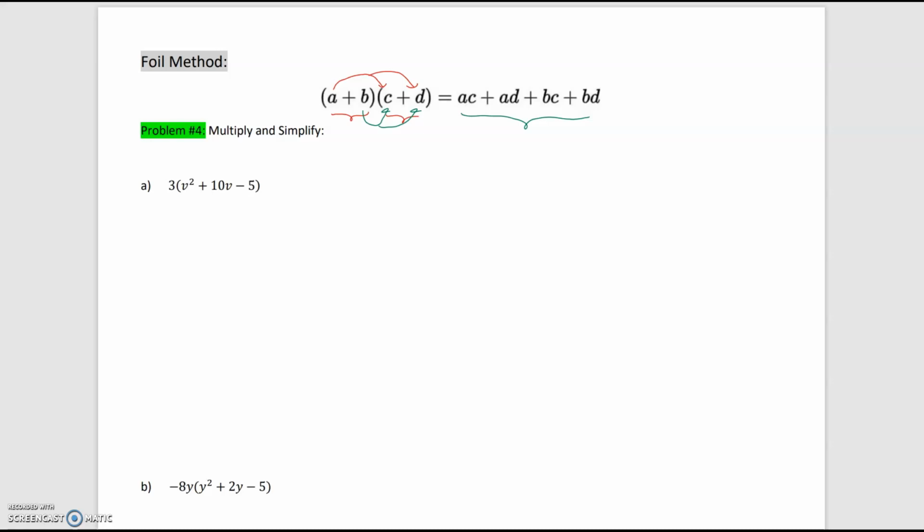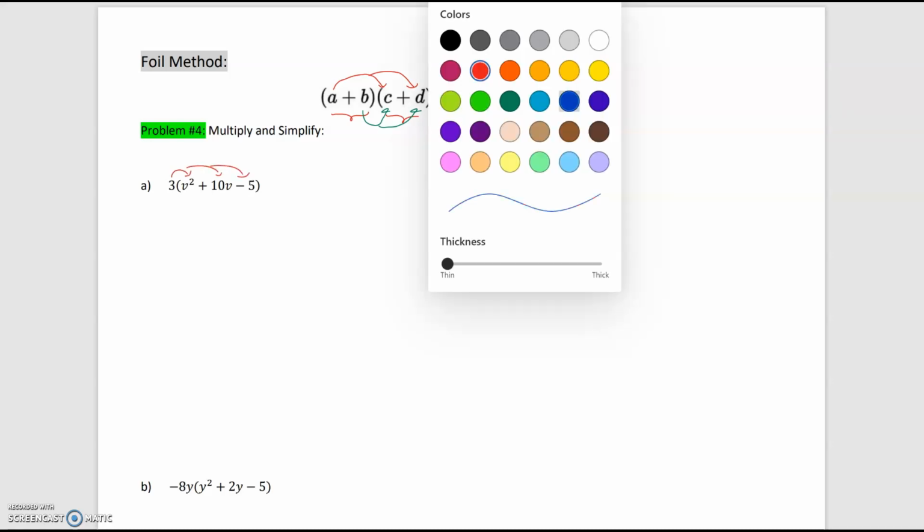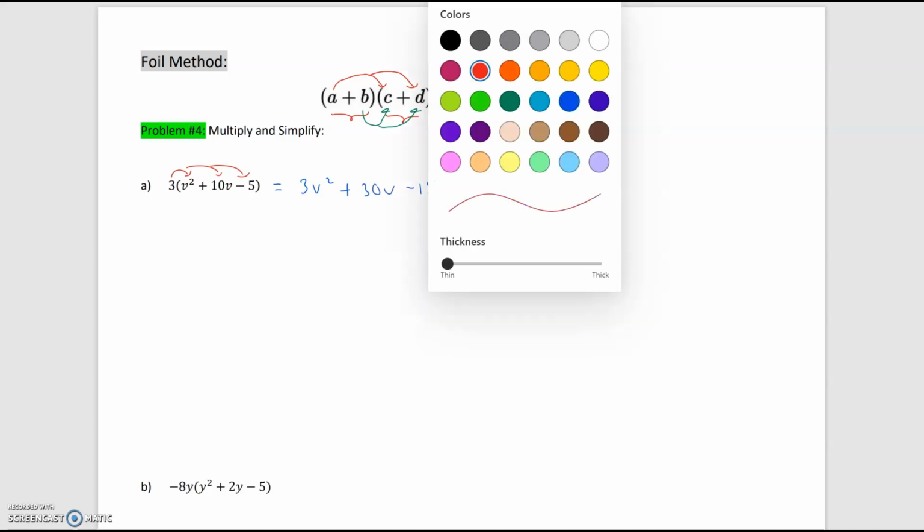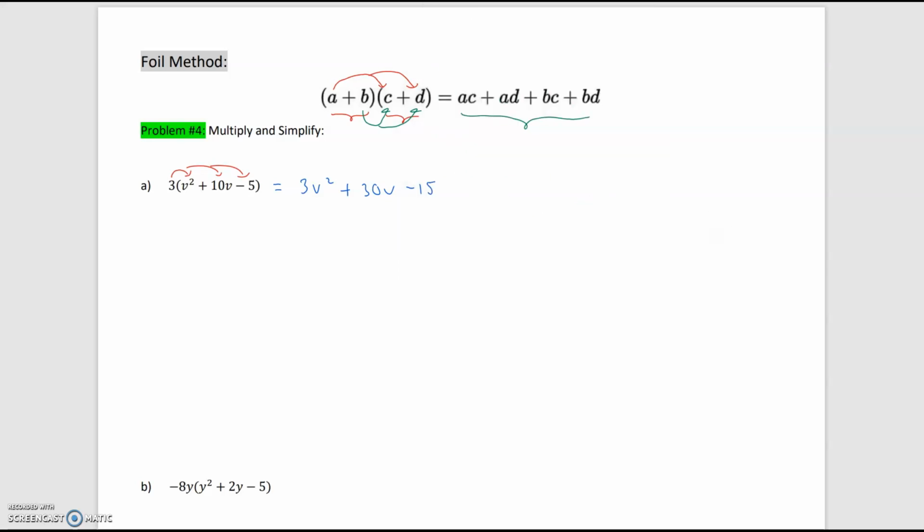For problem A, we're just going to multiply the 3 times those three values. So we're looking at a resulting 3v squared plus 30v minus 15 for the first one. Notice that we're multiplying a monomial, meaning one term, to everything inside of the parentheses. So this one is just the distributive property as we've done before.